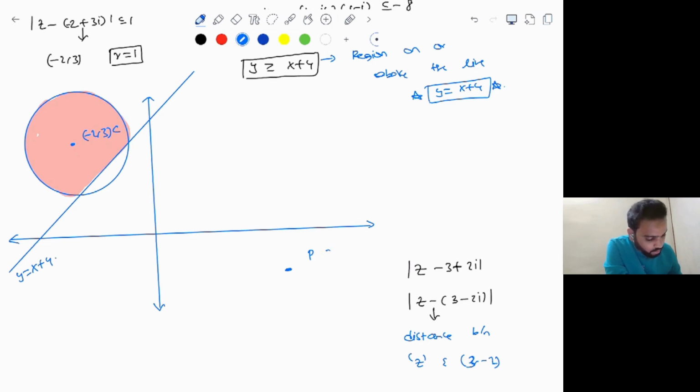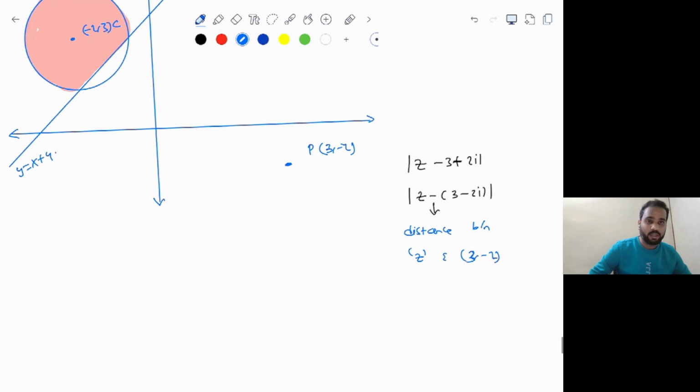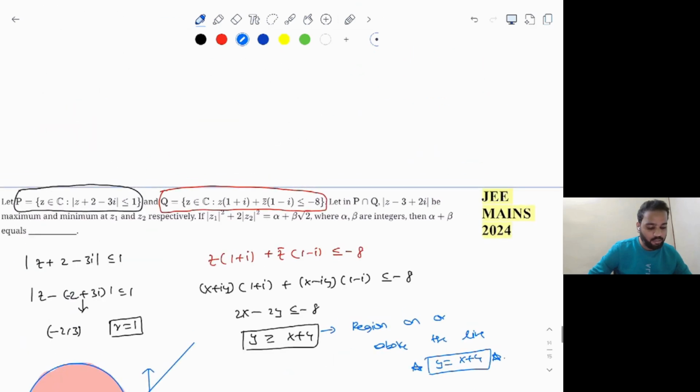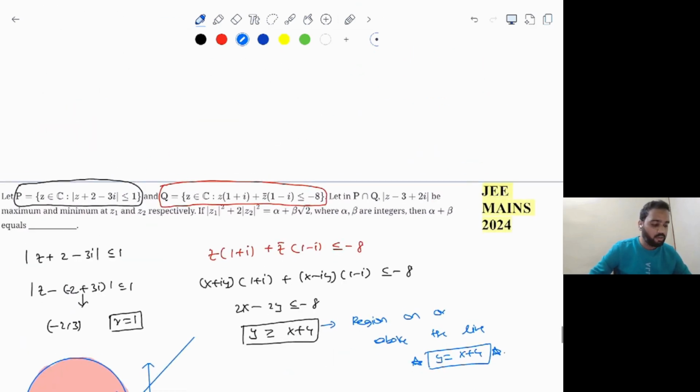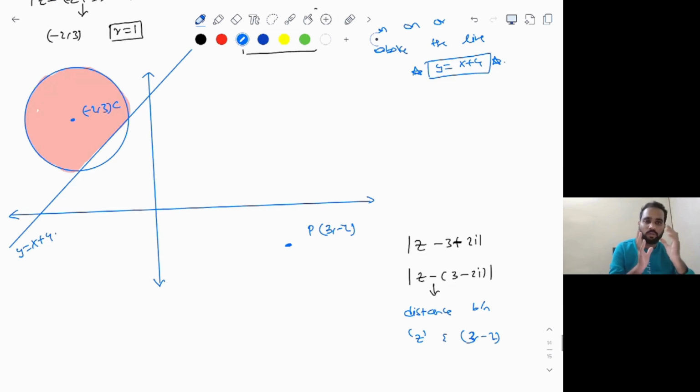Now the point P is what? 3 comma minus 2. Okay. Now once again, what is the statement that they are mentioning here? That mod of z minus 3 plus 2i is maximum and minimum at the points z1 and z2 respectively. Now let's try to reflect this question in terms of a few circles based question.